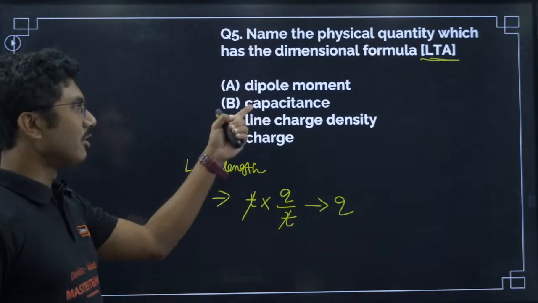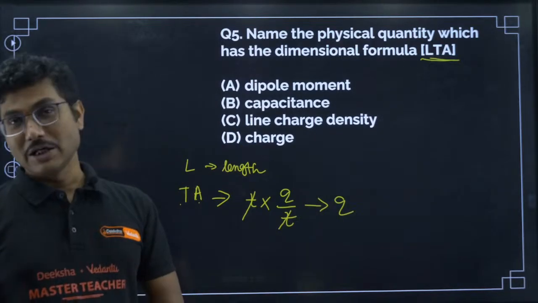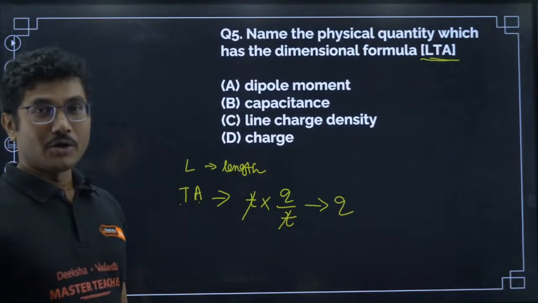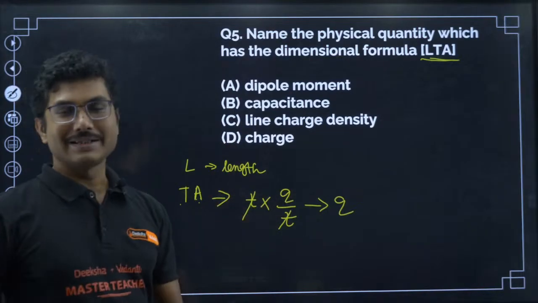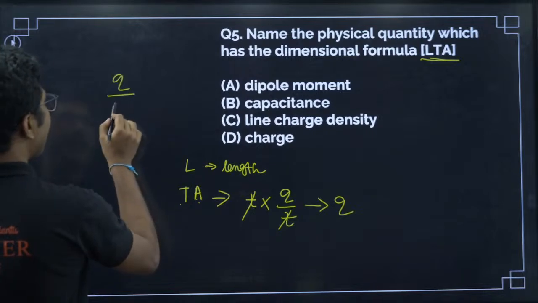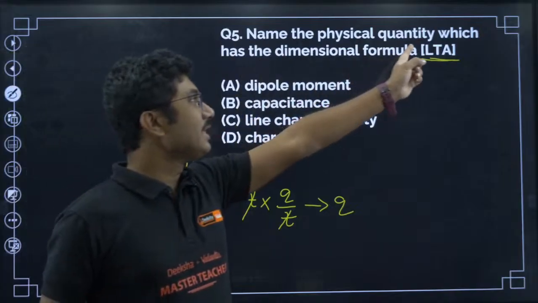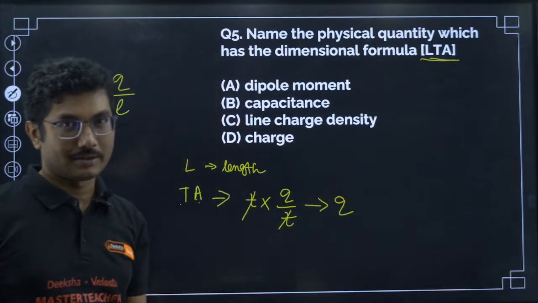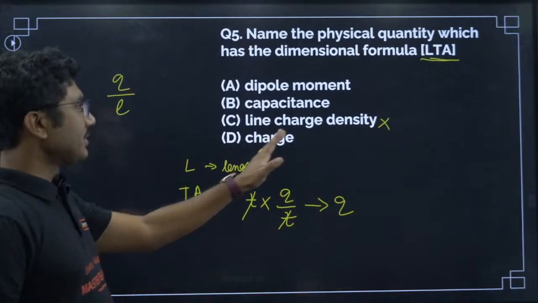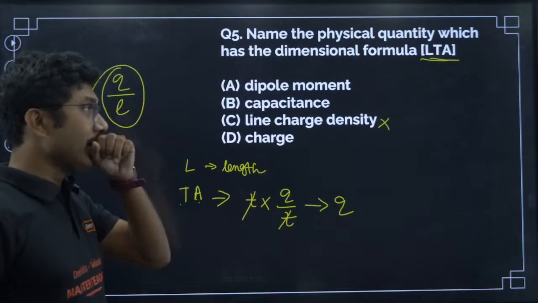Now which quantity among the following has a length into charge formula? Capacitance: Q is equal to CV, so there is no length involved. Charge is there, but no length involved there. Line charge density is charge divided by length, but here it is charge multiplied by length. So this is not correct. Option C is a good guess but not correct, because it is charge divided by length, not multiplied.